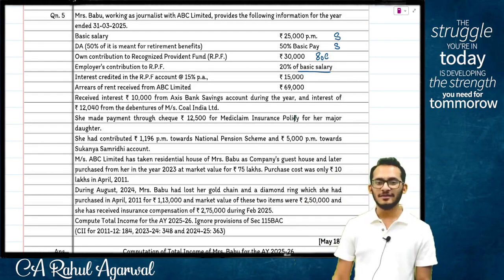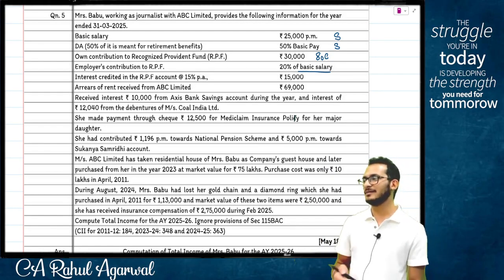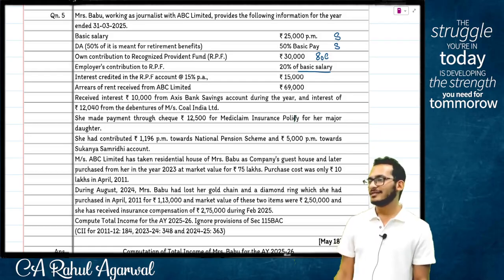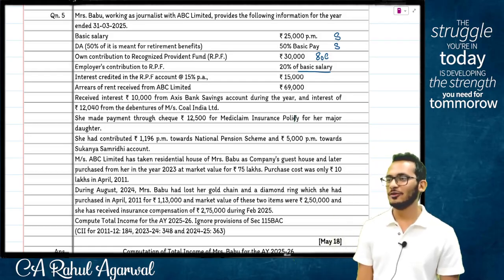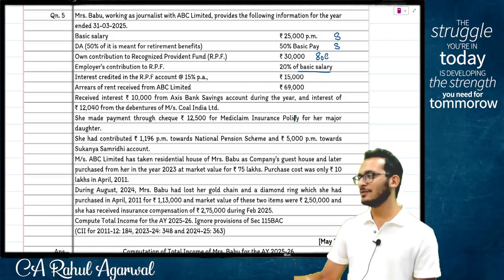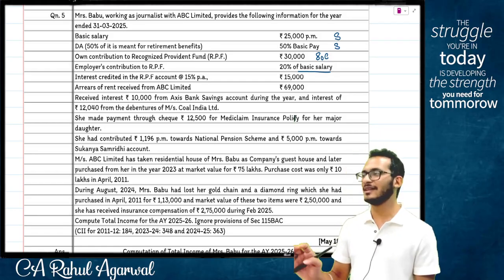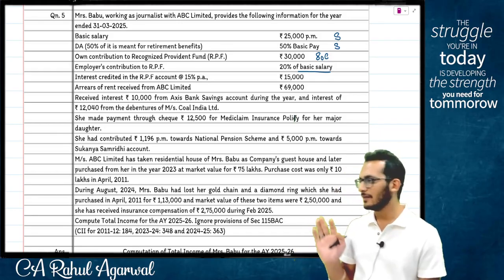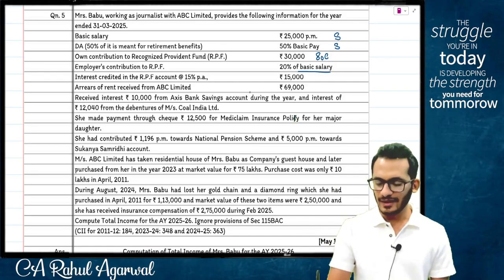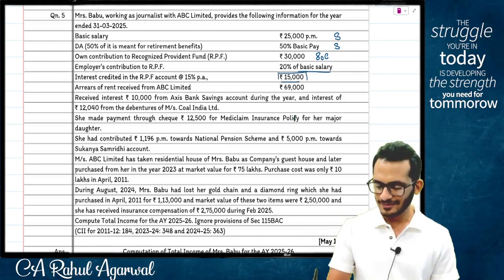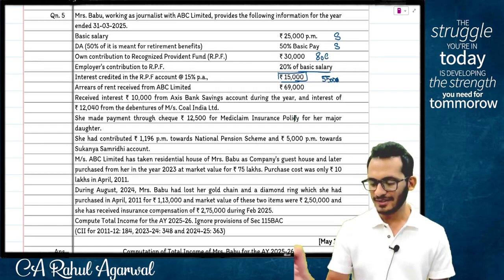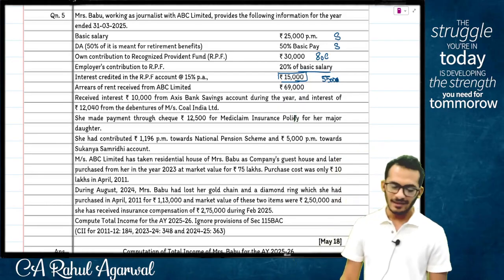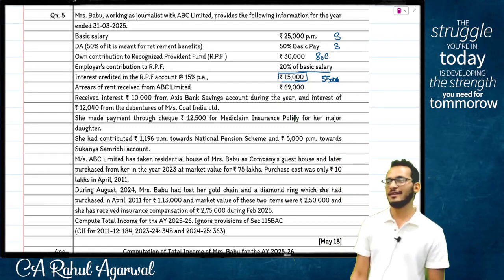It's like I said, people. ICAI sometimes does not have creativity, and therefore the same question keeps repeating multiple times. Adjustment numbers will change, but the rough answers will be the same. Interest credit and RPF number also will not change. 5,500 is taxable. Next, arrears of rent received from ABC Limited.